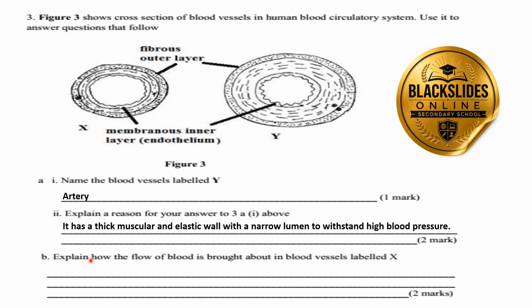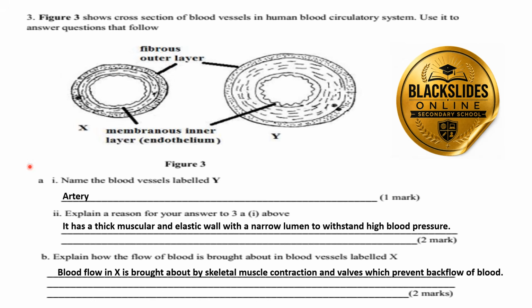The last part, explain how the flow of blood is brought about in blood vessels labeled X. In other words, how is blood flow brought about in the vein? So blood flow in X is brought about by skeletal muscle contraction and the action of veins, what are called valves. All right?